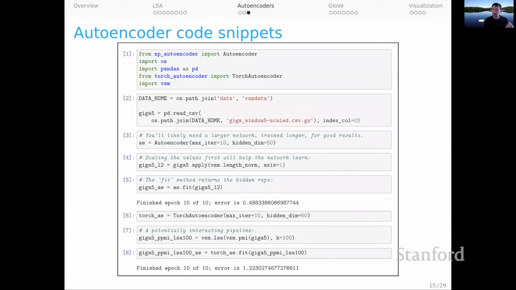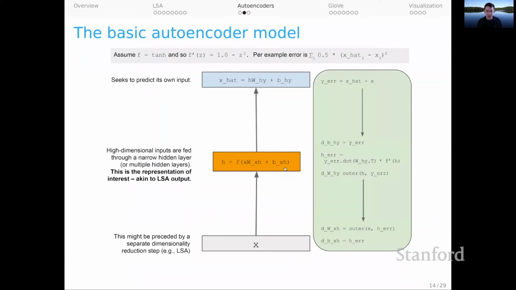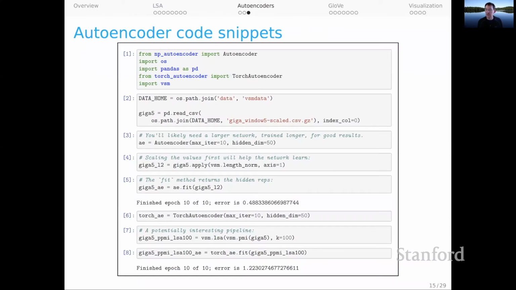And here's a bit of code just showing how this works using both the reference implementation that I mentioned, as well as a faster and more flexible Torch autoencoder, which is also included in the course repository. I think the only interface thing to mention here is that these models have a fit method, like all the other machine learning models for this, but the fit method returns that hidden dimensional representation, the target for our learning in this context, which is a bit non-standard, but it's the intended application for this kind of representation learning.